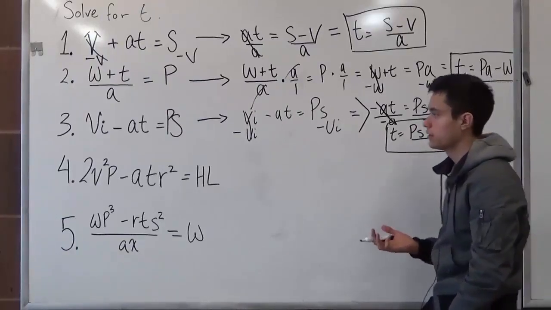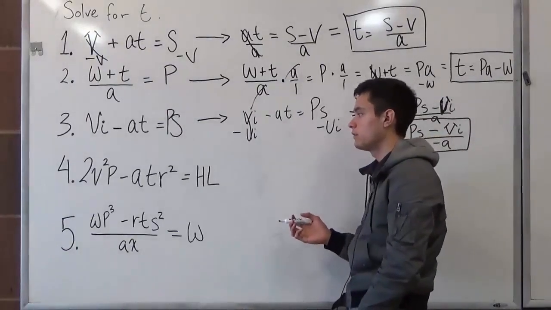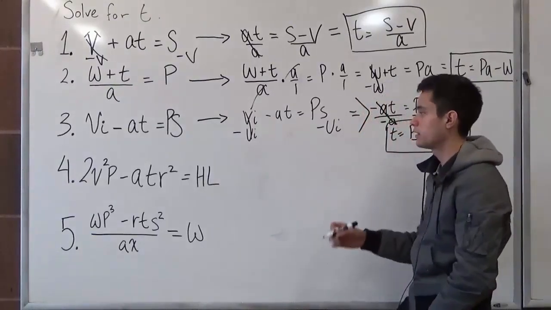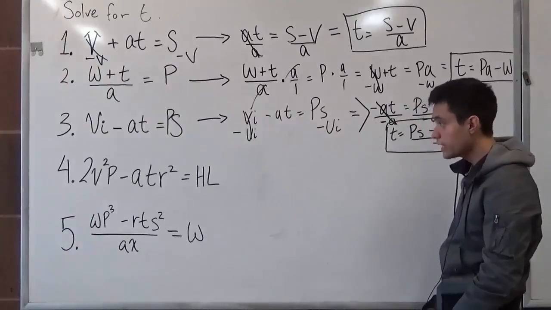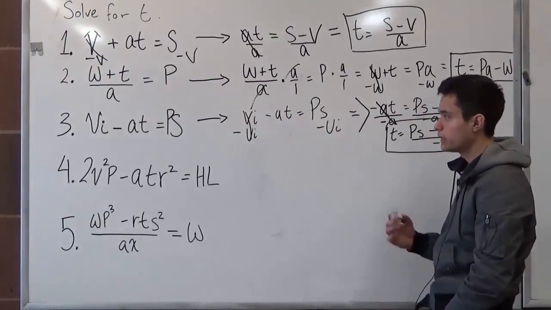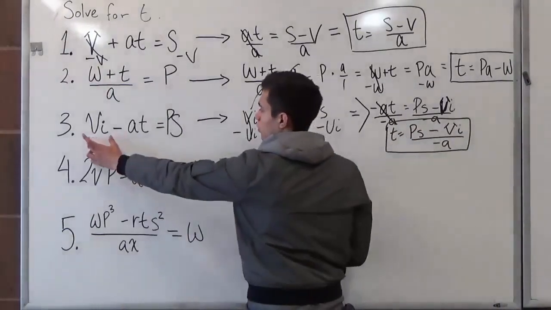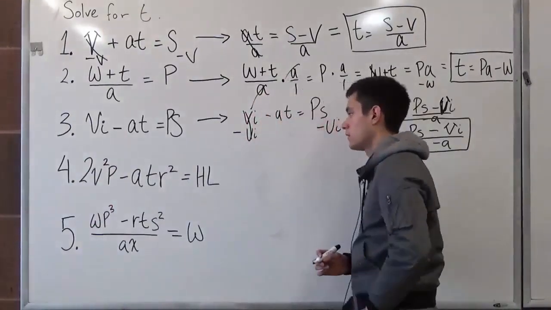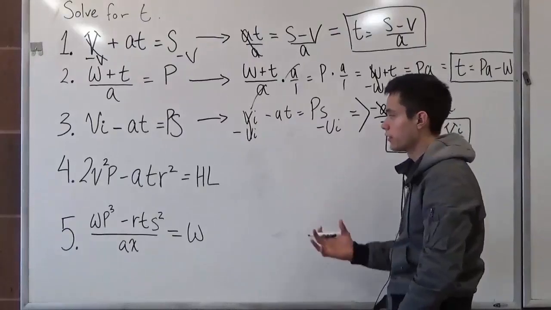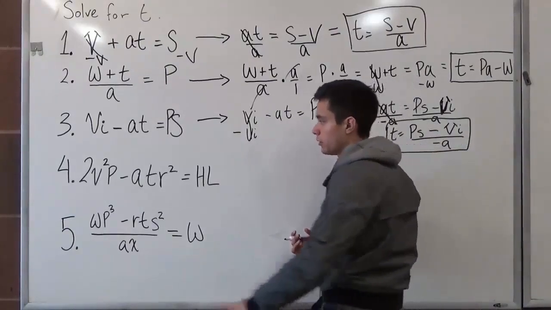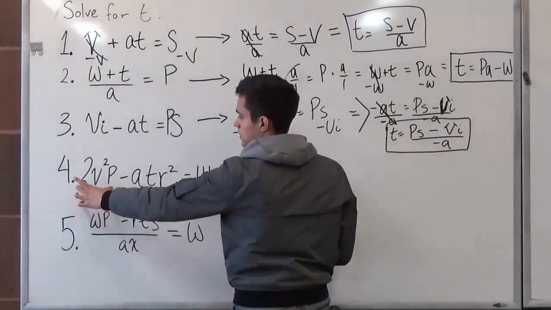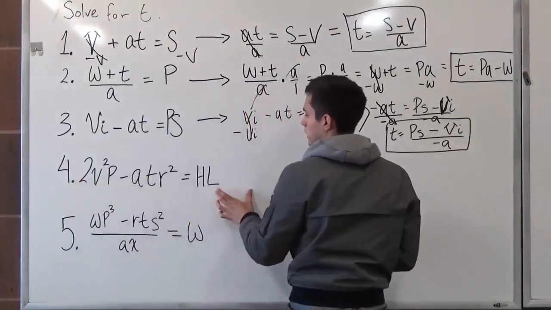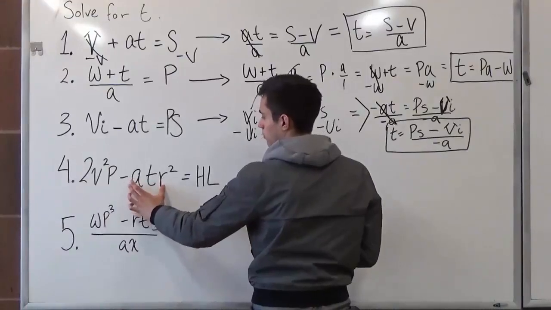So what we have here is 2v squared times p minus a times t times r squared equals hl. It's the same concept. What we did on number 3 for treating this as a whole, we're going to do here for number 4. So don't let the exponents scare you. So here we want to treat 2 times v squared times p as a whole, and we want to move it over to this side so that we have this whole by itself.